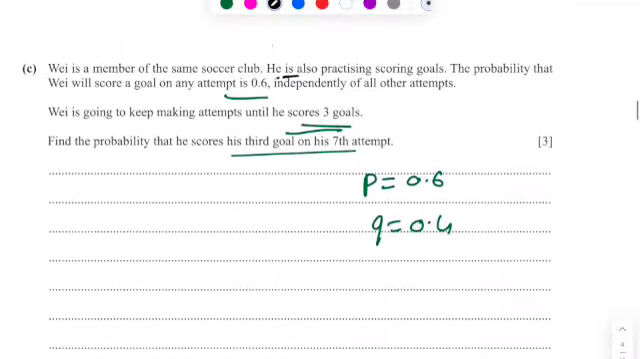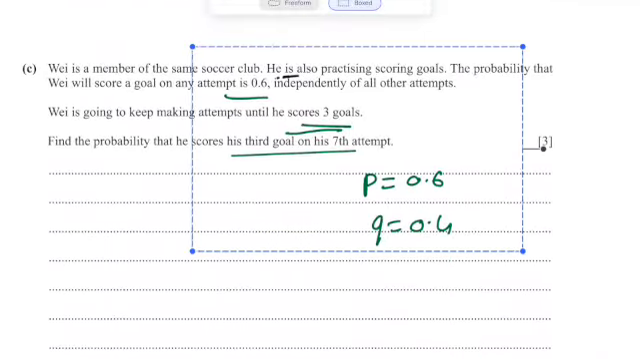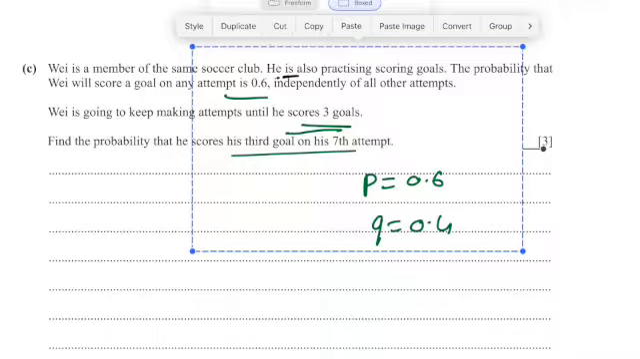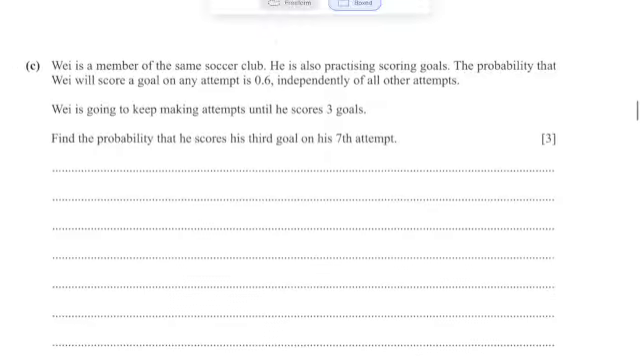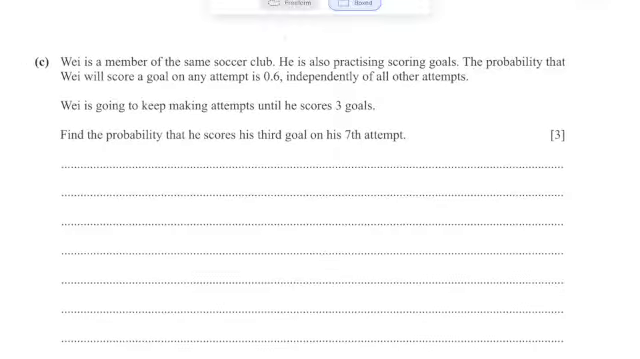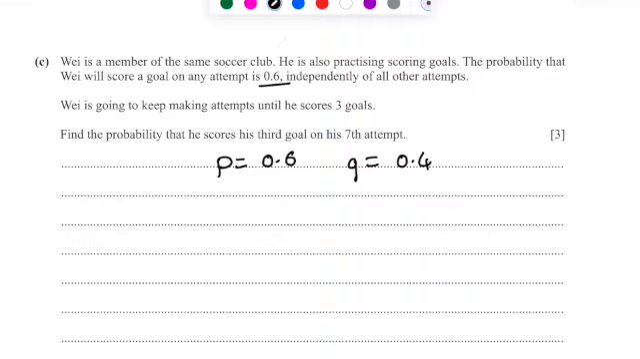Now coming to the next part of the question. Wei is a member of the same soccer club. He is practicing scoring goals. The probability that Wei will score a goal on any attempt is 0.6. So his scoring a goal is 0.6, and not scoring a goal will be 0.4.